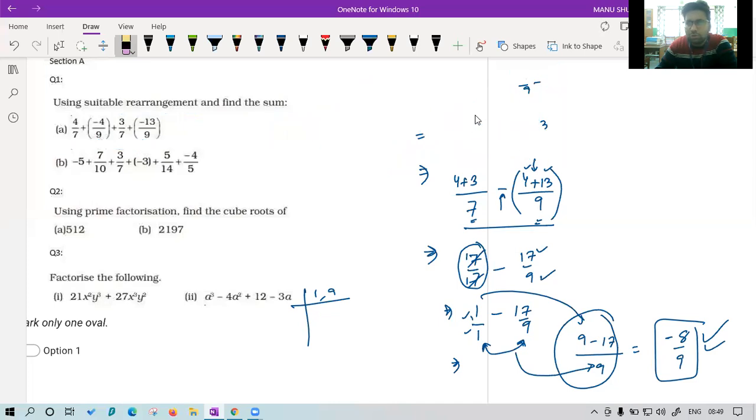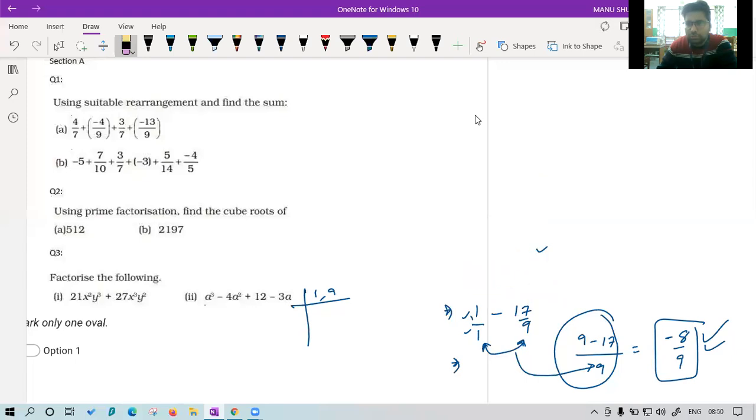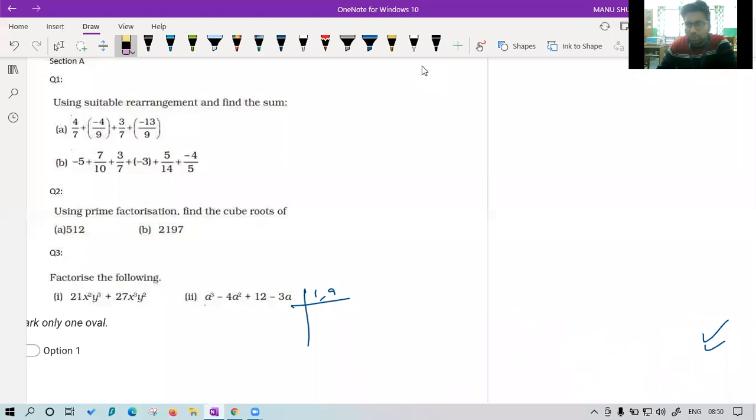So the second part is also similar. I will solve it at a faster rate so that you can just check your answer. Aditya Agarwal. Okay. You people are quite excited now, no?